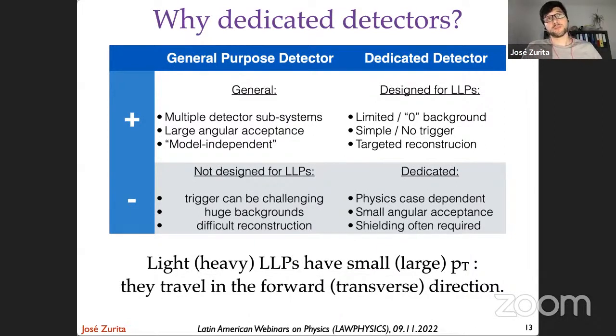Also, something that is important is that the long-lived particle you produce could be 1 GeV, could be 1 TeV. If it's too light, it will have very small pT, so it will mostly go in the forward direction. And if it's much heavier, it will go mostly in the transverse direction. So you need to put detectors on both sides.